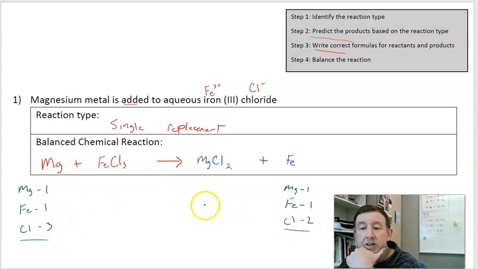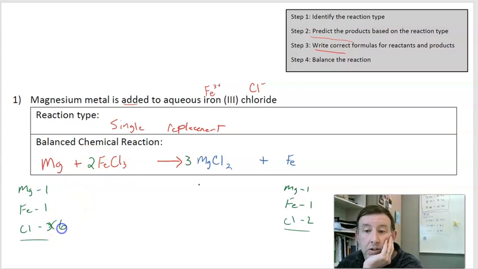So I've got a 2 here and a 3 there, which means in order to make those the same number, I'm going to have to make them both 6. So I can do that by putting a 3 right there and a 2 right there. 2 times 3 is 6. 3 times 2 is 6. Now, by adding this 3 here, that gave me 3 magnesiums on this side, which means I need to put a 3 there. Now putting this 2 here gave me 2 irons on this side, which means I'm going to need to put a 2 right there.